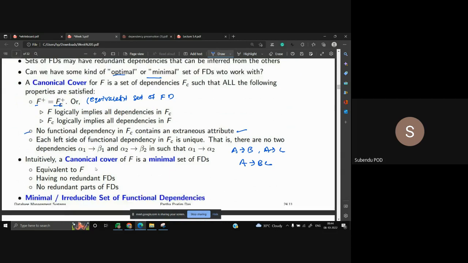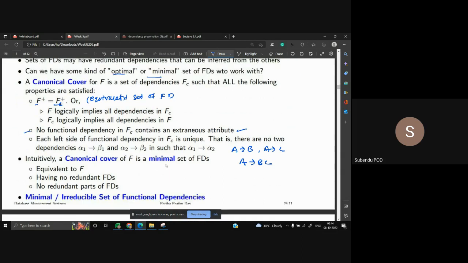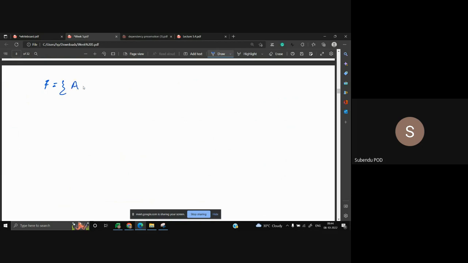And canonical cover of F is a minimal set of FDs, equivalent to F, having no redundant FD and no redundant part. This is a minimal and irreducible set of functional dependencies. We'll see with the help of an example how to find the canonical cover. F is A determines BC. So first we have to write the process of finding the canonical cover.